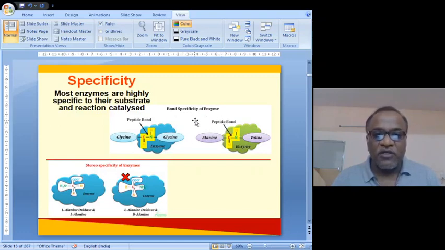And then similar to bond specificity, there is something called stereospecificity. You can observe over here, it is L-alanine oxidase and L-alanine, and this is L-alanine oxidase and D-alanine. So there is stereospecificity. You cannot have L-alanine oxidase acting on D-alanine because the enzymes are stereospecific. It requires only the alanine in the L form, so the reaction doesn't happen over here. Only when there is L-alanine, the reaction happens. So enzymes are highly specific to their substrate and the reaction being catalyzed.